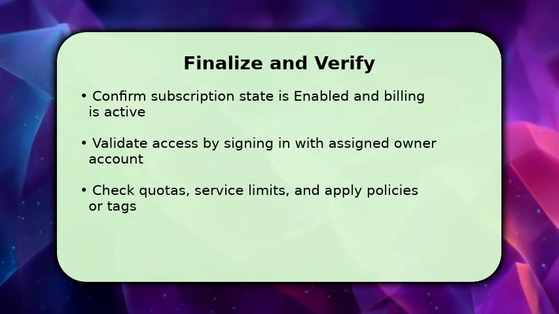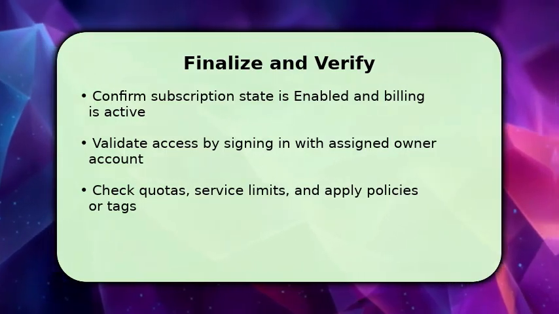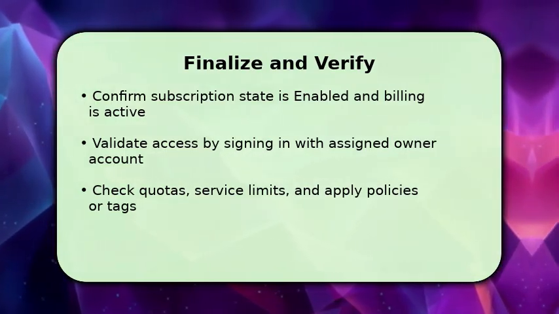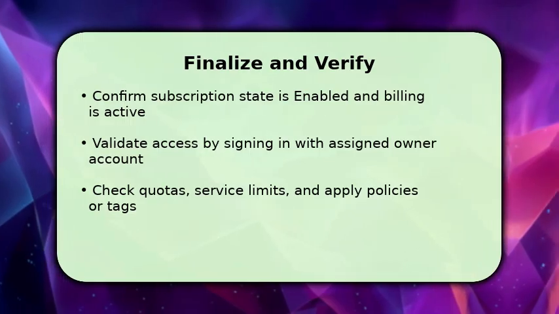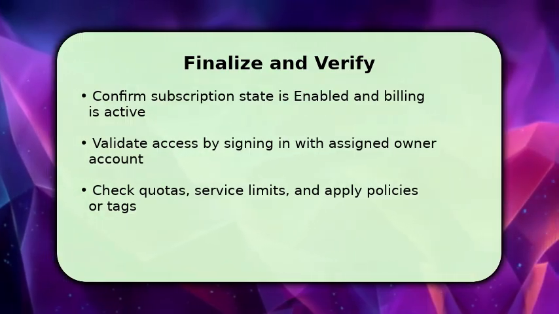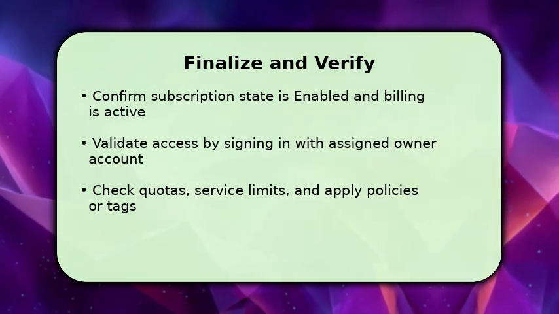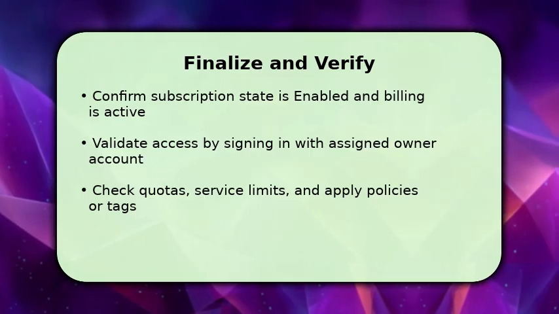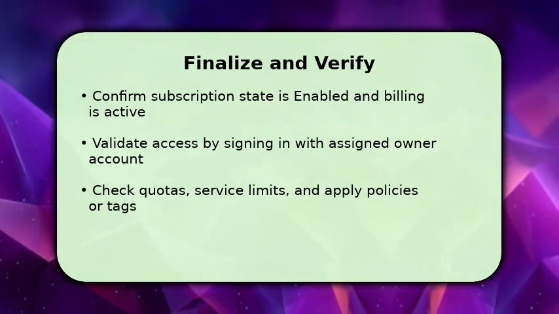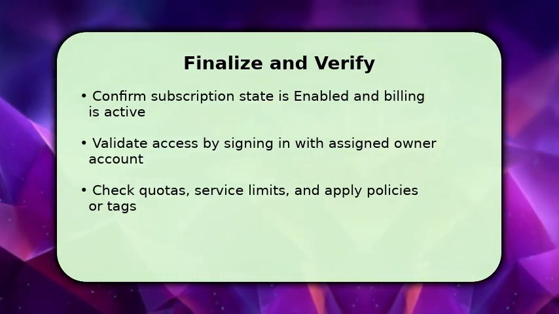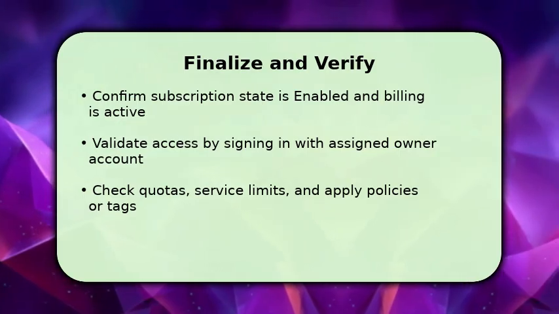You should immediately sign in using the owner account to confirm RBAC access and deploy a small test resource to validate provisioning. Make sure quotas and service limits meet your needs and apply tags or policies for cost tracking and governance. If anything fails, check billing notifications and the tenant's directory settings to resolve errors quickly.